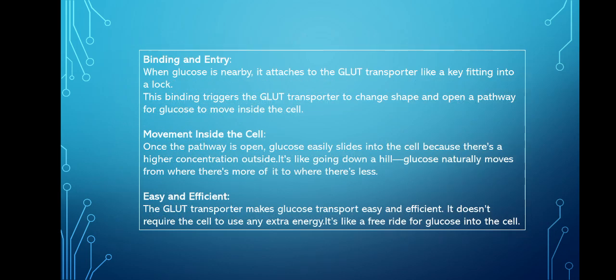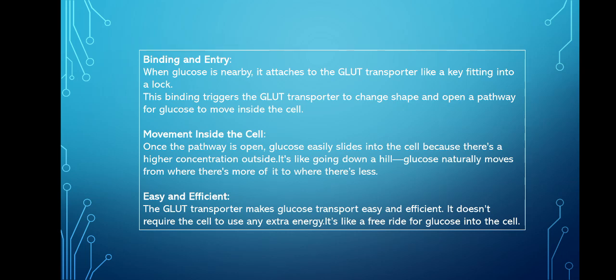The next step involves binding and entry. When glucose is nearby, it attaches to the GLUT transporter like a key fitting into a lock. This binding triggers the GLUT transporter to change shape and open a pathway for glucose to move inside the cell.